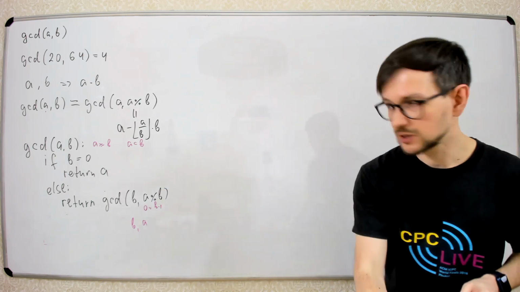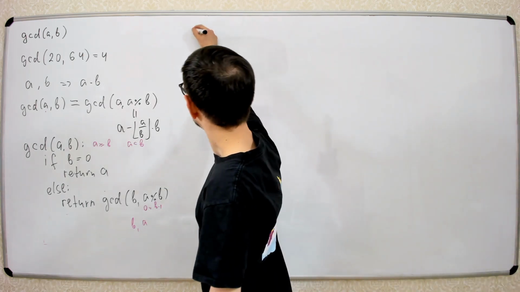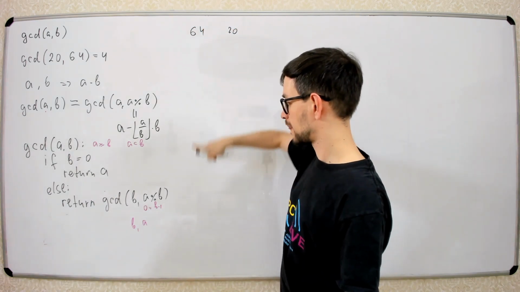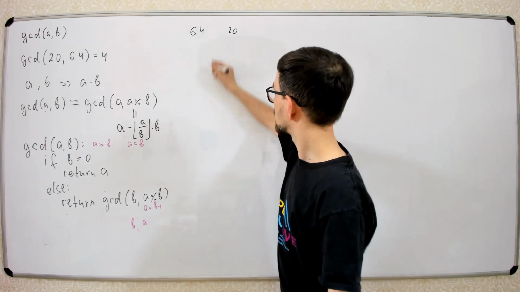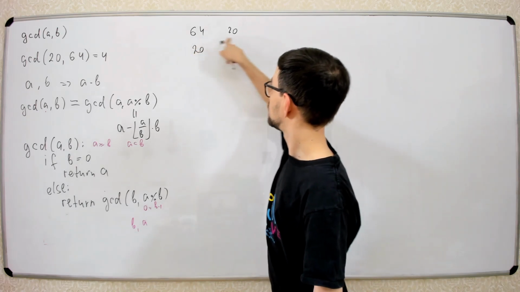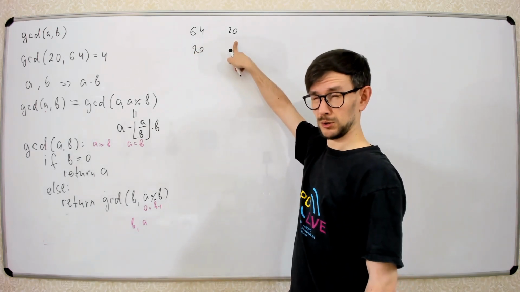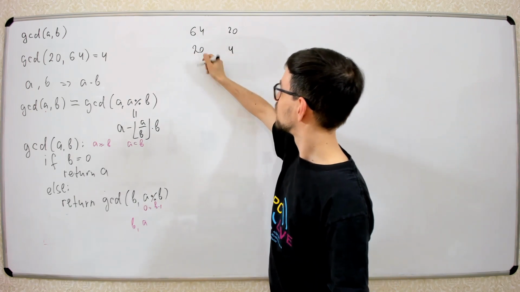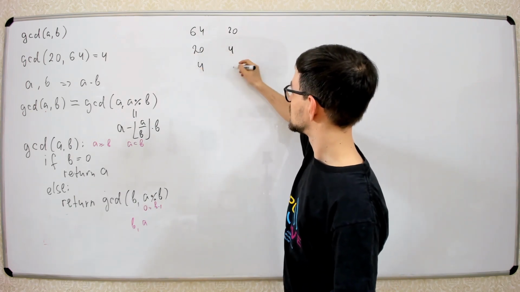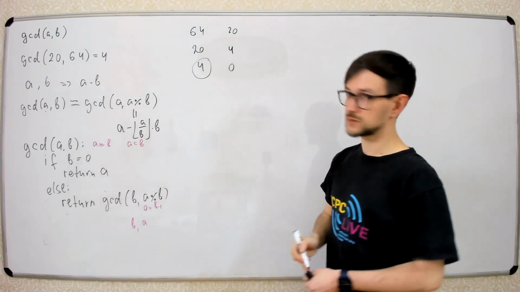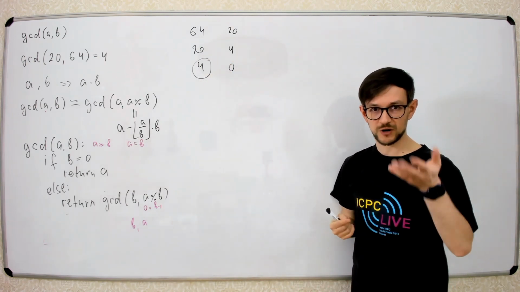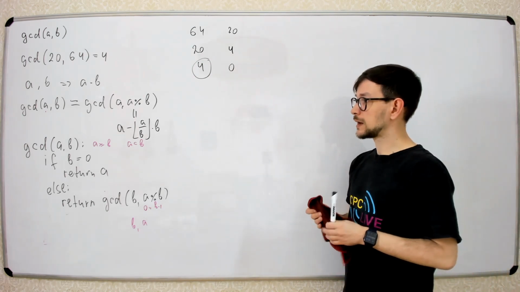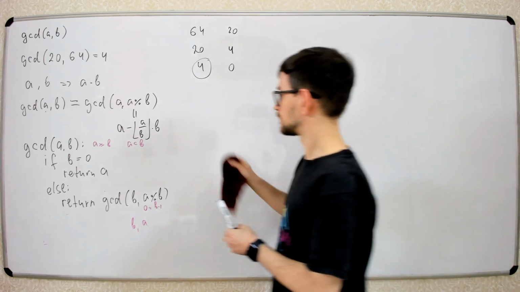Again, let's do it again. Let's say something like 64 and 20. So we will say b, and also we have 20, and 64 modulo 20 is 4, right? Then we take 4 and 20 modulo 4 is 0, and we have 0. Just in 2 steps we find the greatest common divisor. Okay. Now let's calculate the time complexity of this algorithm.